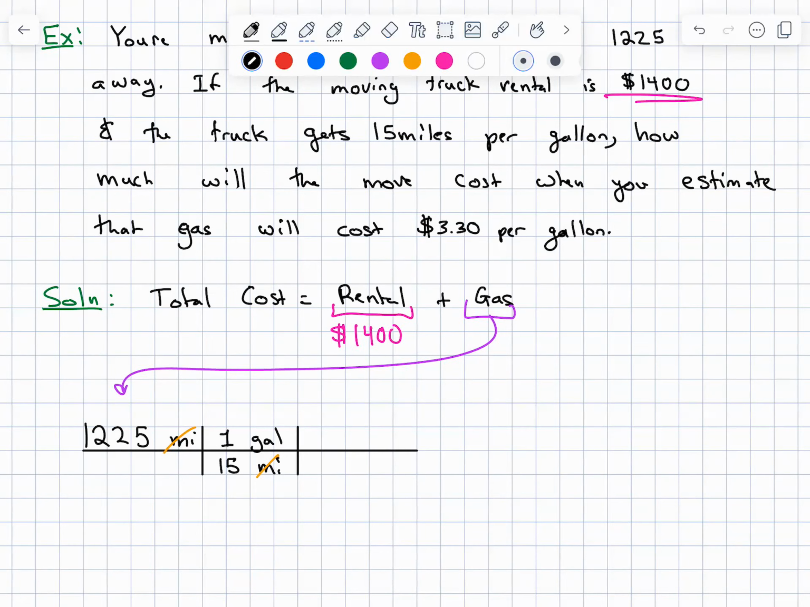But anyways, now we have gallons of gasoline, and that's it. But we want it in dollars. So it's $3.30 per gallon. So for every 1 gallon, it's $3.30. So the gallons should go in the denominator. So 1 gallon is $3.30.